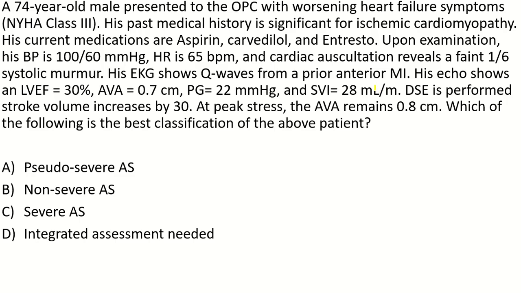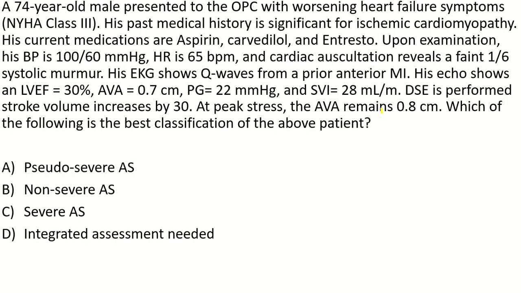Okay, so we have discordant data between the pressure gradient and the aortic valve area, and we also have a low stroke volume index in conjunction with a low ventricular ejection fraction. The patient proceeded with a dobutamine stress echo, which revealed that stroke volume increases by 30%, reaching 60% at peak stress, and the aortic valve area remains at 0.8. So the question asks which of the following is the best classification of the above patient.